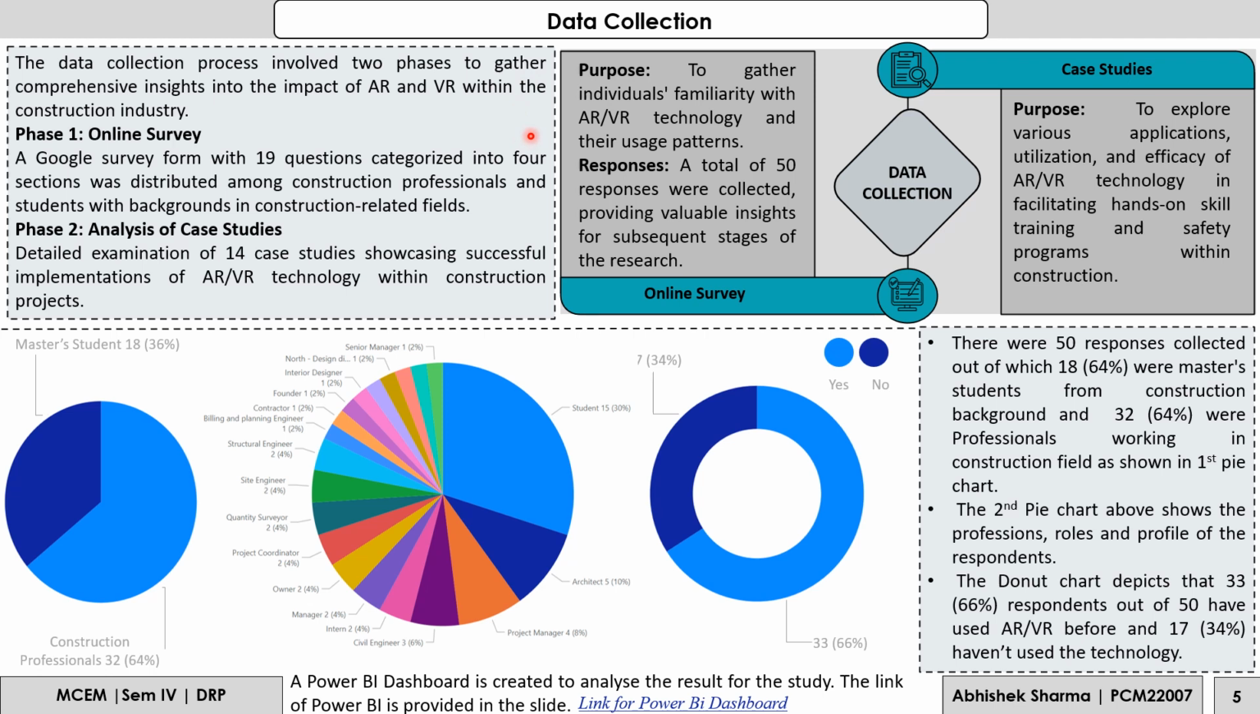Now for the DRP, data collection is being done in two phases. First is an online survey, then an analysis of case studies. For the online survey, a survey form with 19 questions categorized into four sections was distributed among different construction professionals and students with a background in the construction field. The aim of the survey is to gather individuals' familiarity with AR/VR technology and their usage patterns. A total of 50 responses were collected, which provide insights for subsequent stages of the research.